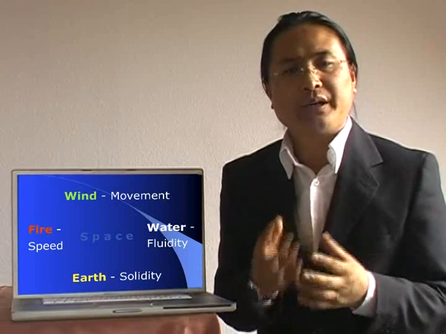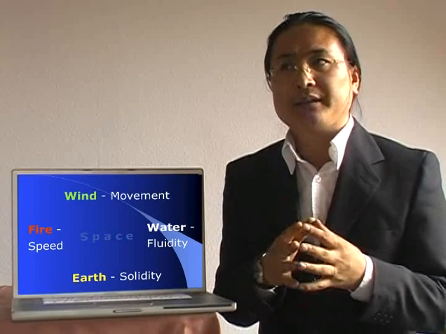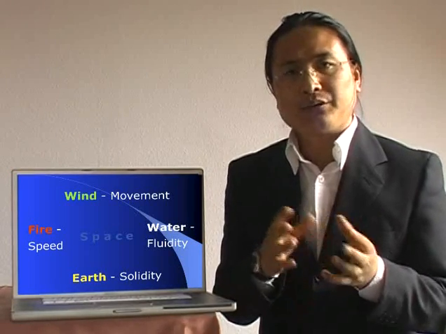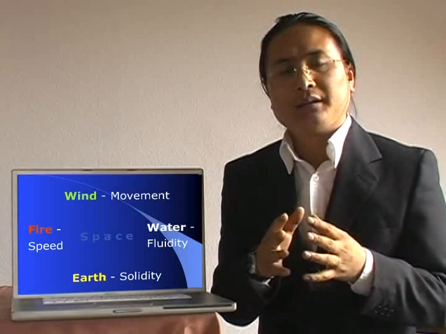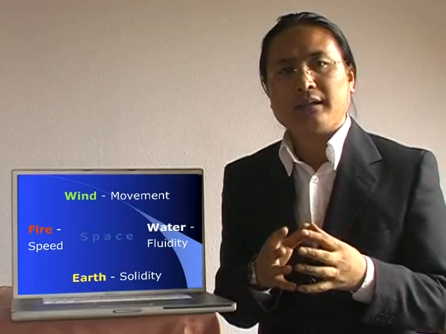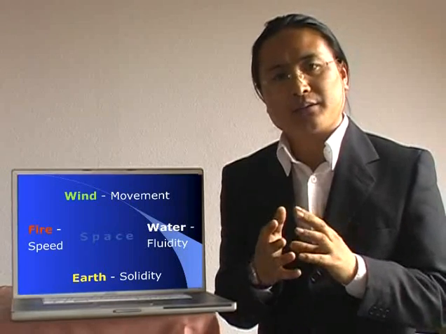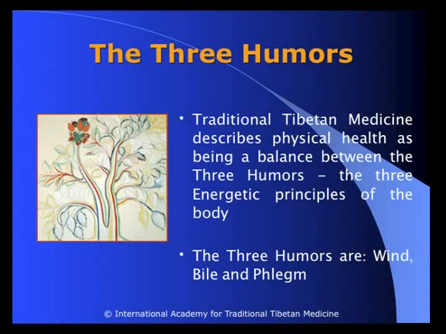These five elements create the three humors. Creates means the quality of the five elements is divided into three different qualities: one is the neutral quality, one is the hot quality, and one is the cold quality. Here we see the three humors, or three different types of energies. This energetic principle is called the three humors: one is wind, one is bile, and one is phlegm. In Tibetan, the first one is called lung.